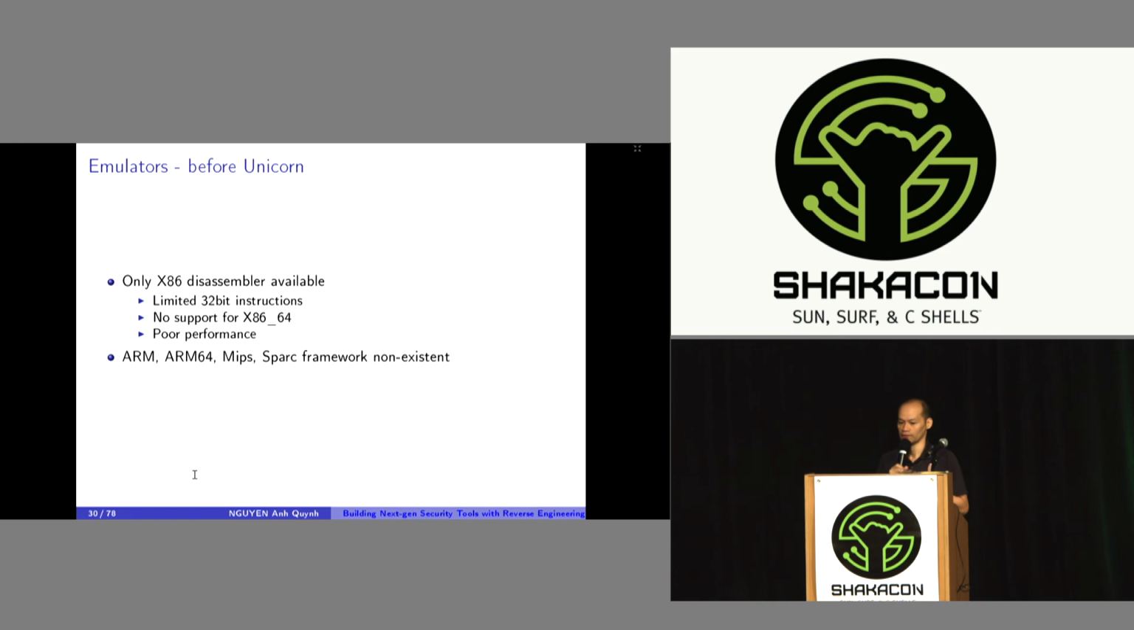So before Unicorn, I looked at some software emulators, and I did not find many. I only found some emulators for x86, and even those I found were very poor. They only support a very limited set of 32-bit instructions. There's no support for Intel 64-bit, and the performance is horrible. Besides Intel, I looked at other architectures, and there's nothing. There's no software emulator for ARM, for ARM64, for MIPS, for Sparc, and so on. Nothing exists.